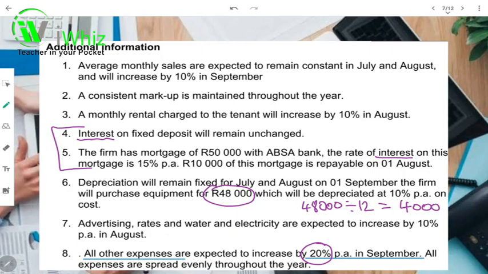4,000 times 10% or 10 over 100 will give you an amount of 400 Rand. So your depreciation for the one more month, which is your month of September, was for the value of 400 Rand. So that's what you're going to add on to your depreciation. You know how we work this out, wizards? Because we're doing it monthly. If it was annually, you would have just taken the 4,000 Rand.